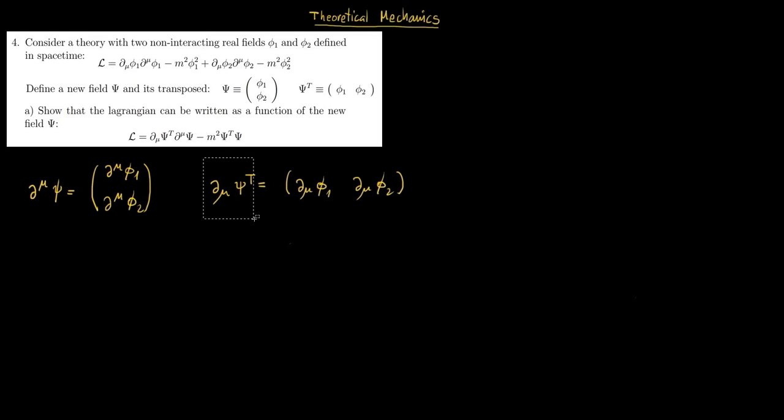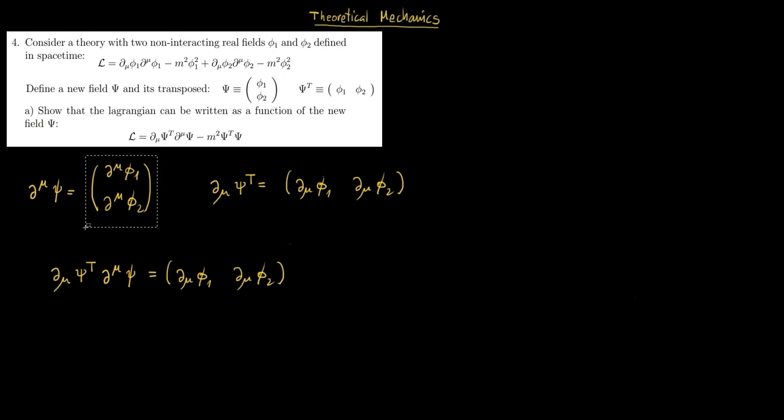Okay, now we will do exercise 4. It tells us to consider a theory with two fields that don't interact with each other, phi1 and phi2. Here's the Lagrangian, and a new field and its transpose are defined. Show that this Lagrangian can be written in terms of the new field. So let's start with the derivative of the field. Then, on the other hand, we calculate the derivative of the transposed field. Okay, so now we multiply the derivative of the transposed field by the derivative of the non-transposed field.